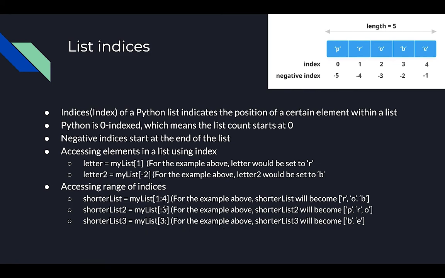Did that answer your question, Aiden? I guess the rule would be that whatever number is before the colon is included, like for the first bullet point, R, which is index 1, is included, and E, which is 4, is excluded.